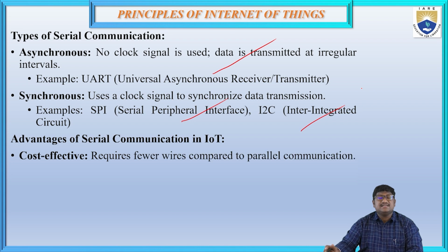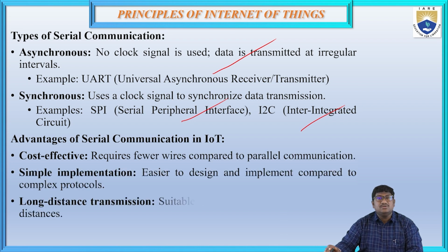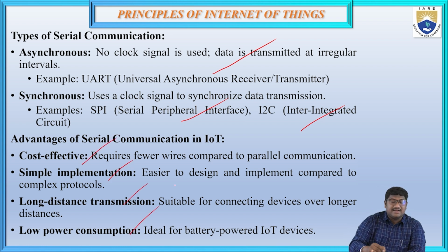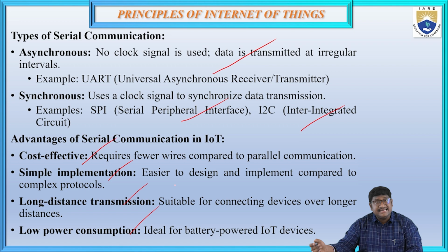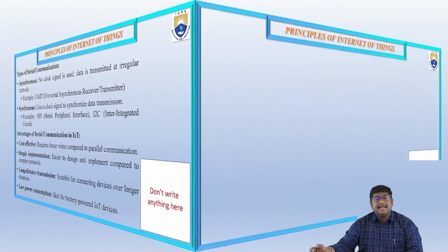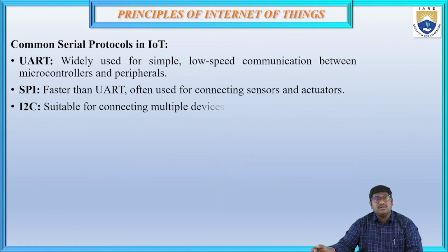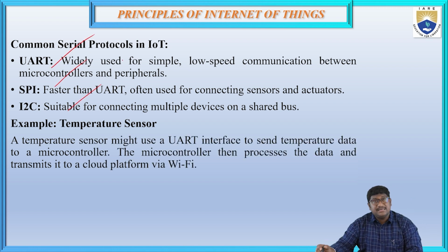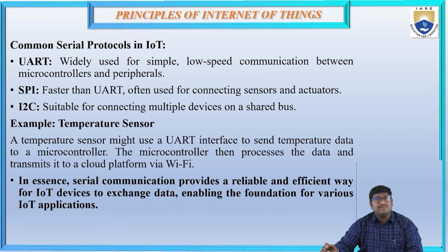What are the advantages of serial communication in IoT? Cost effective, simple implementation, long distance transmission, and low power consumption. These are the advantages we get from serial communication in IoT. And coming to the disadvantages, what are the common serial protocols? UART, SPI, I2C. The best example for the UART interface is a temperature sensor. Why? Because the temperature sensor sends temperature data to a microcontroller, and that controller processes the data and transfers it to a cloud platform via Wi-Fi.